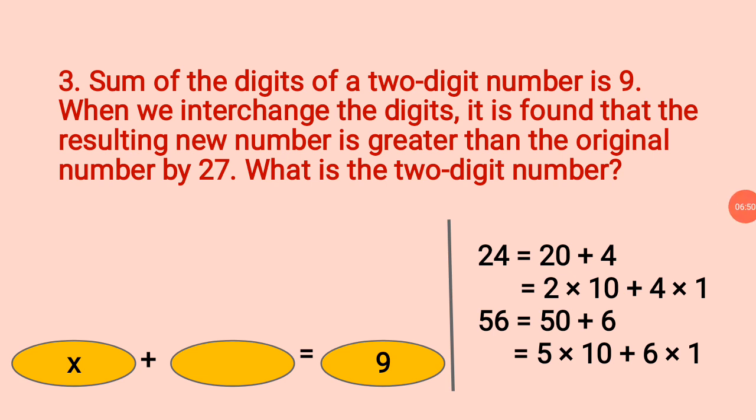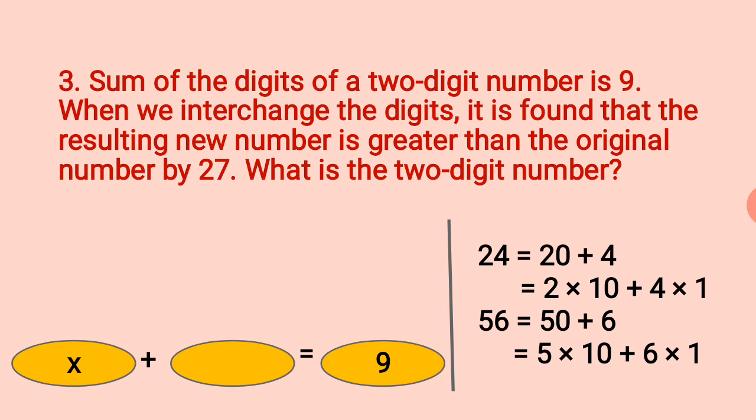Children, as the question starts, it is told that you have a 2-digit number. Now on the right hand side you can see I have taken two numbers, 24 and 56, for your understanding. 24 can be written as 20 plus 4, which can be further written in the expanded form as 2 into 10 plus 4 into 1. So the tens place is multiplied by 10 and the ones place is multiplied by 1.